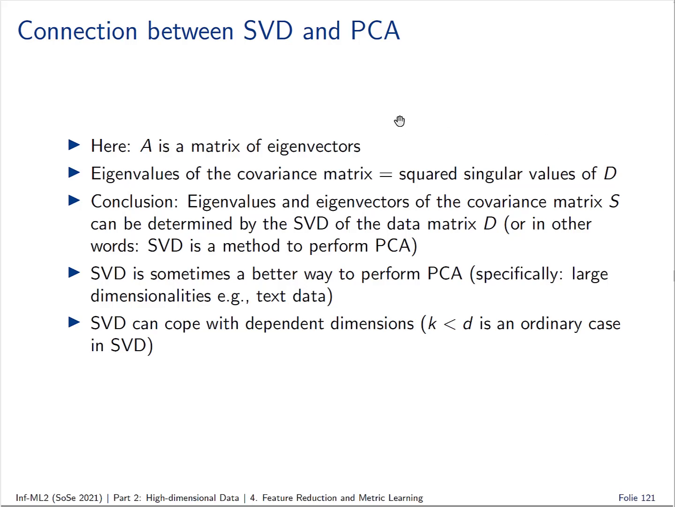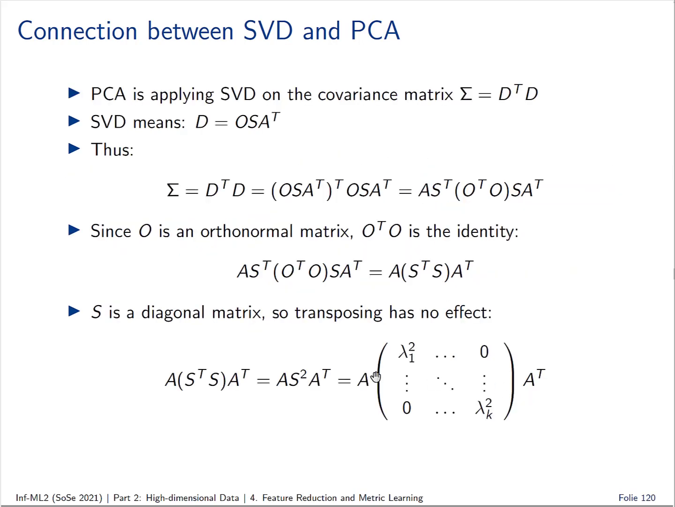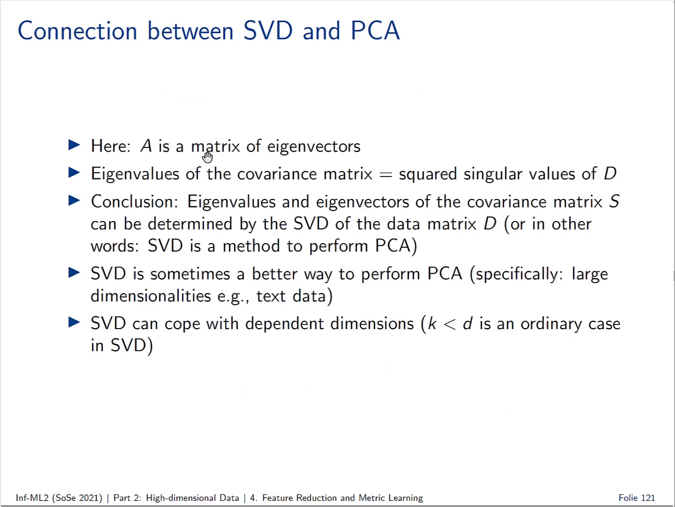Just summarizing what we just said, A is the matrix of eigenvectors, and S is the matrix of the squared eigenvalues. A is the matrix of eigenvectors, and the eigenvalues of the covariance matrix are the squared singular values of D. So the eigenvalues and eigenvectors of the covariance matrix can be determined by SVD, the application of SVD on the covariance matrix, not on the data matrix.